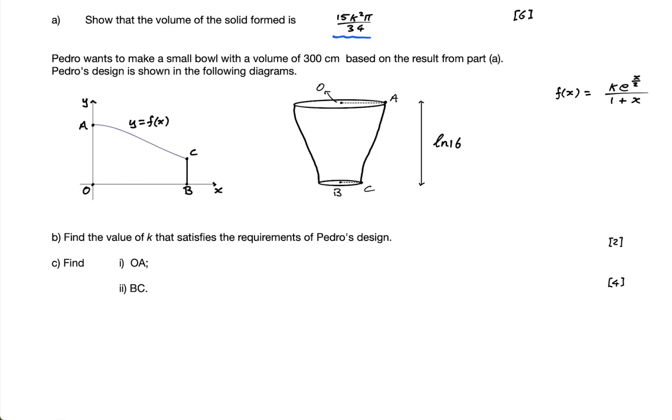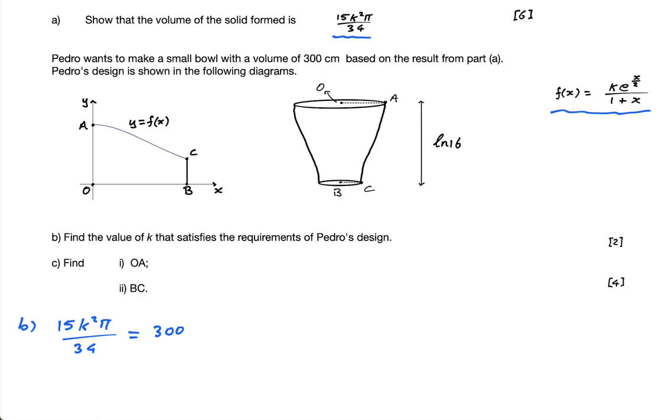Now the requirements of his design are that this is our original function, and that its volume is 300 centimeters. So that's the only requirement. So really all we have to do is solve where the volume of the bowl, which we found through integration is 15k squared pi over 34, equals 300? Because he said it has to equal 300. And how do I solve that?